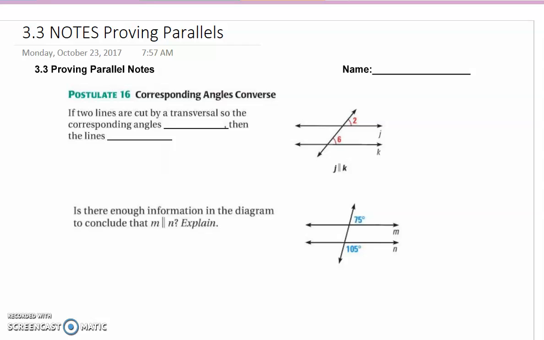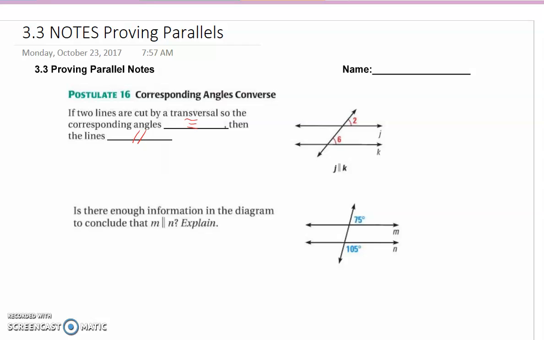So we know the corresponding angles postulate. We already know that. And the postulate says that if lines are parallel, cut by a transversal, then angles are congruent. Well, now we have to know what the converse postulate is. It's if two lines are cut by a transversal and the corresponding angles are congruent, then the lines are parallel. You're going to say, if corresponding angles are congruent, then lines are parallel.